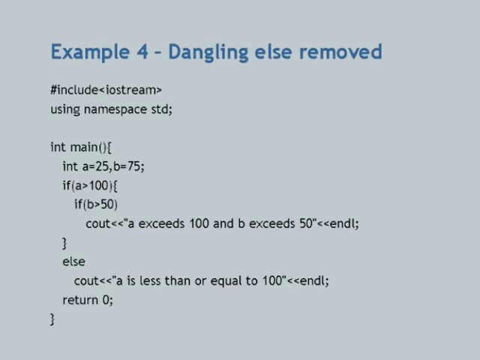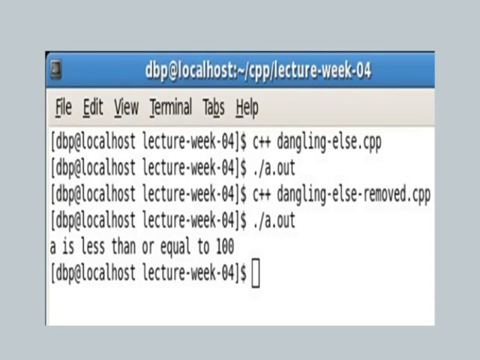Consequently, it is advantageous, if you recall I had commented that whenever you write an if statement, it is useful to start a brace, write whatever you want to write, even if there is a single statement, and at the end put a closing brace so that there is no confusion in either your mind or the compiler's mind. Here is an example of the execution of these. So dangling else, when I compile, as some people correctly pointed out, nothing will come out.